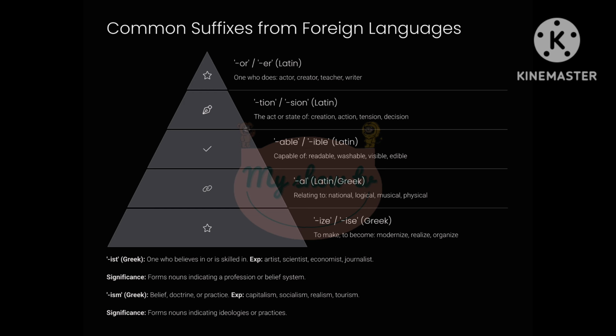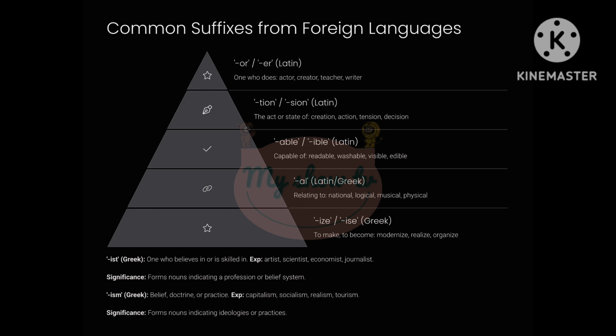4. -al, from both Latin and Greek roots, means relating to. This suffix forms adjectives that indicate a connection or characteristic. Examples: nation plus -al equals national, relating to a nation. Logic plus -al equals logical, relating to logic. Music plus -al equals musical, relating to music. Physic plus -al equals physical, relating to the body or nature.